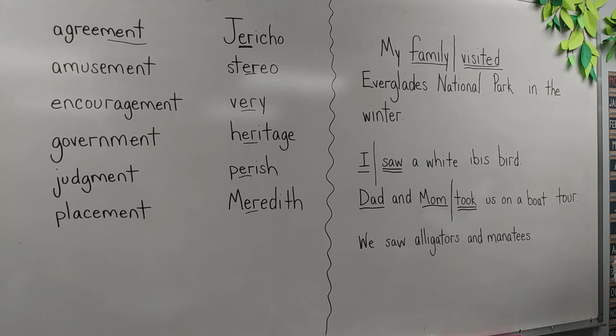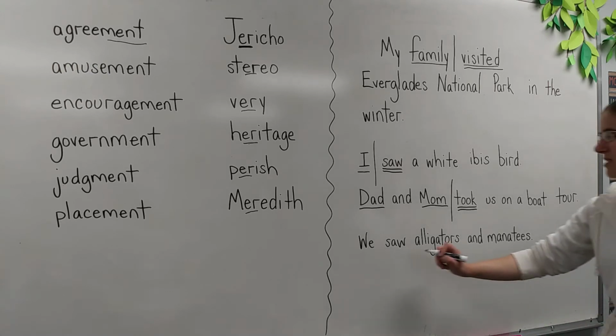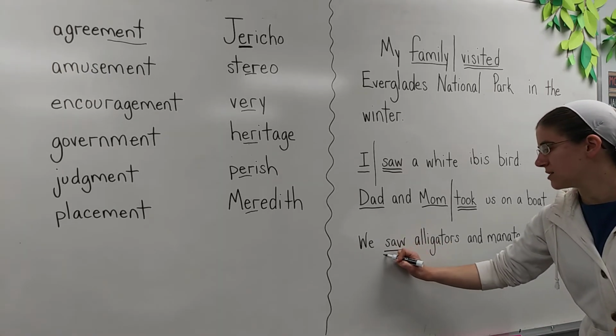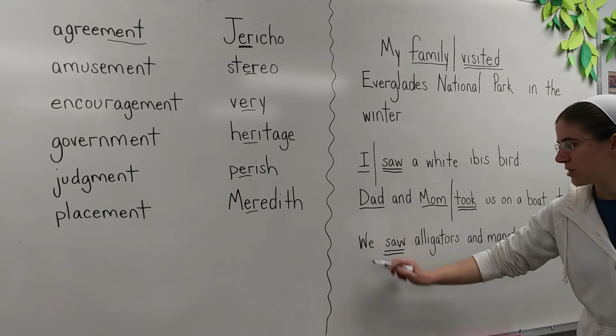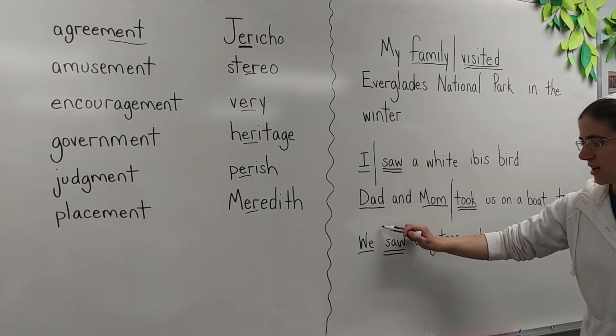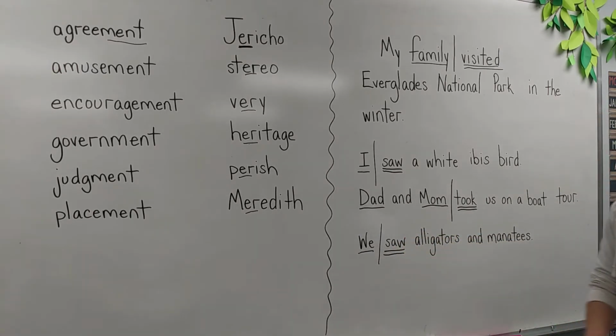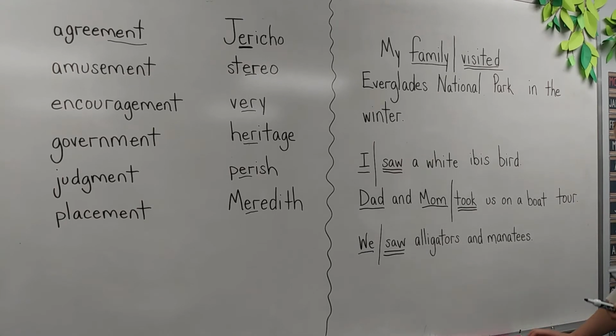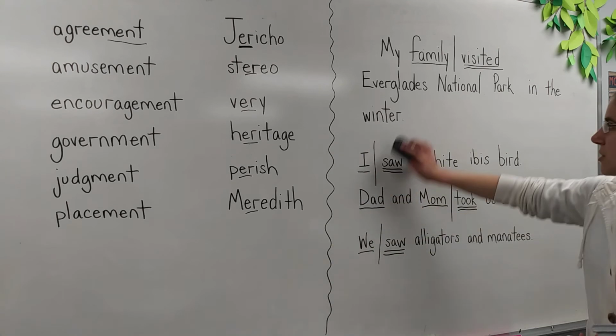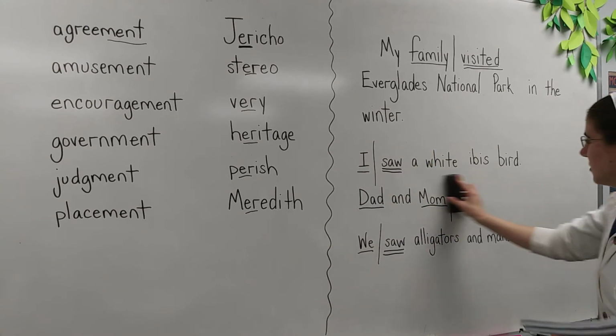And the last sentence. We saw alligators and manatees. What's the action in the sentence? Saw. We saw alligators and manatees. Who saw? We saw. And we divide right before the verb to divide the subject part and the predicate part of the sentence. Now we're going to practice diagramming a little bit.